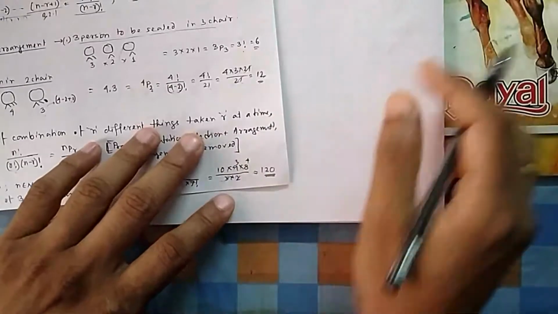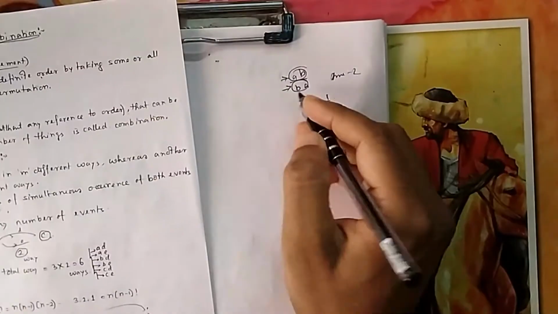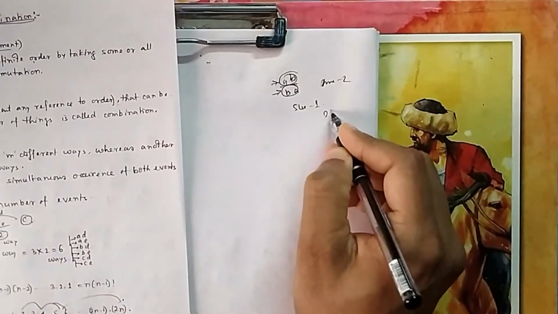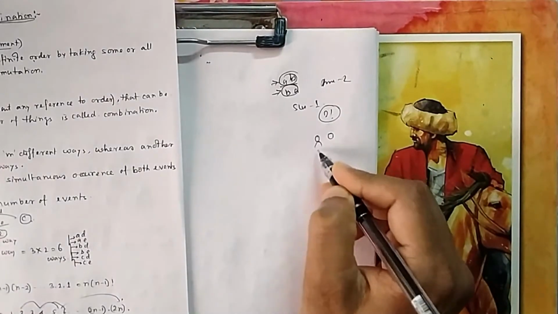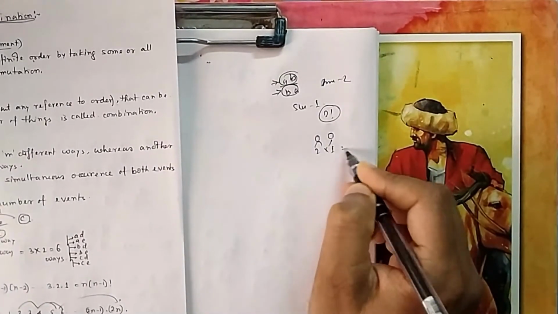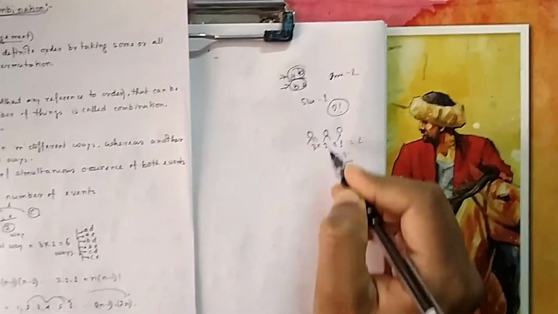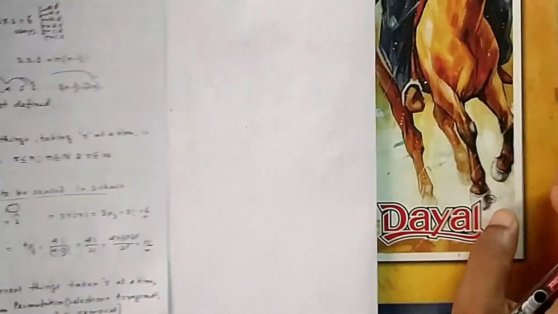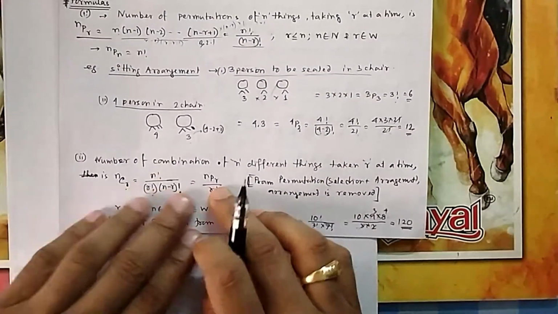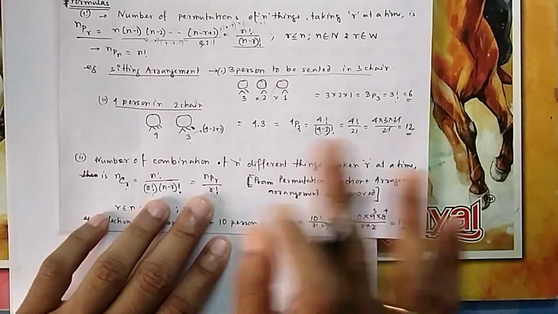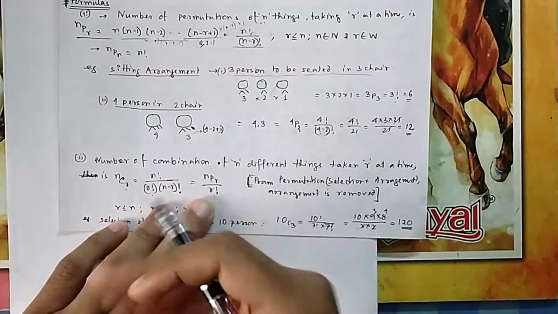Suppose there is no selection, only 2 persons are there. How many ways can you arrange? A, B, B, A, that is 2 factorial: 2 into 1, 2. If there are 3 persons, then 3, 2, 1, so 3 factorial. Suppose you have taken r, okay, then you are arranging r also. But I don't need that arrangement in combination. That's why you exclude that one.